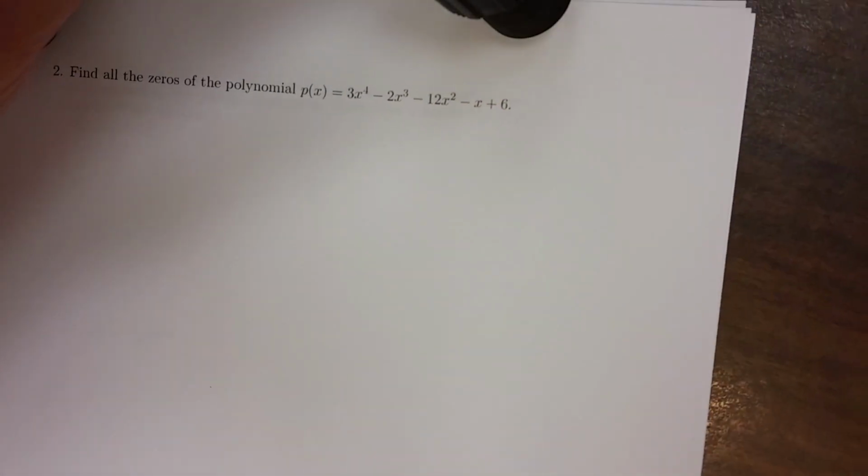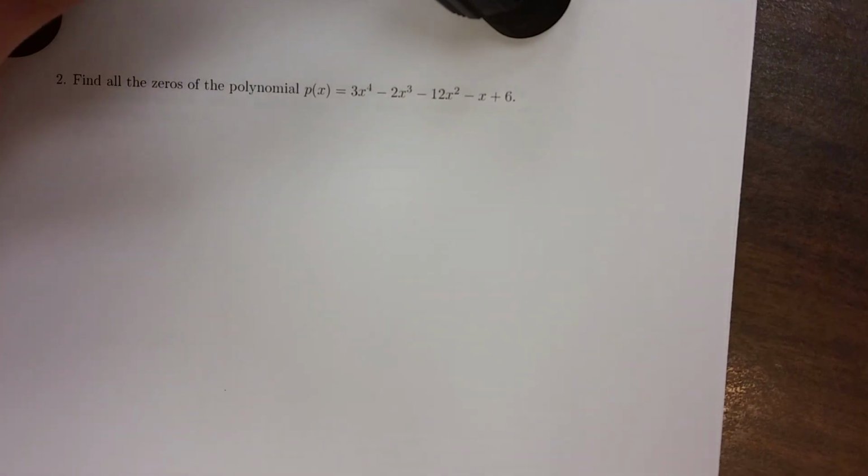Okay, let's move on to the second page. Find all zeros of the polynomial p of x equals 3x to the fourth minus 2x cubed.